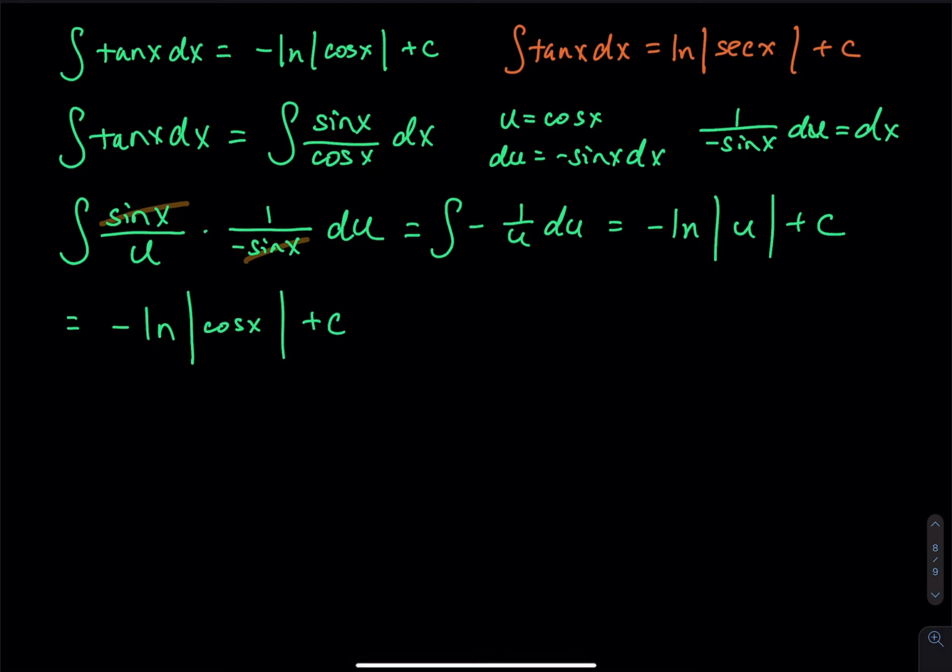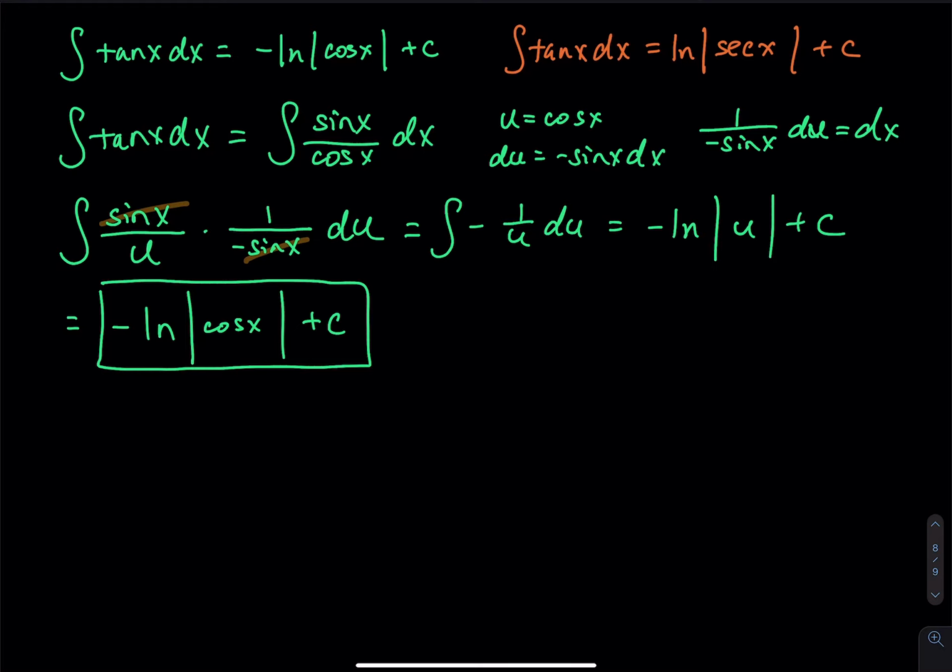The absolute value is not optional because cosine can be positive and negative, and ln of a negative and ln of 0 are undefined, so that's why we need this absolute value. So this is absolutely true. But if you compare this to the secant, they don't look the same at all, right? So there is a way to go from this answer to the secant x. Let me show you how in a minute.